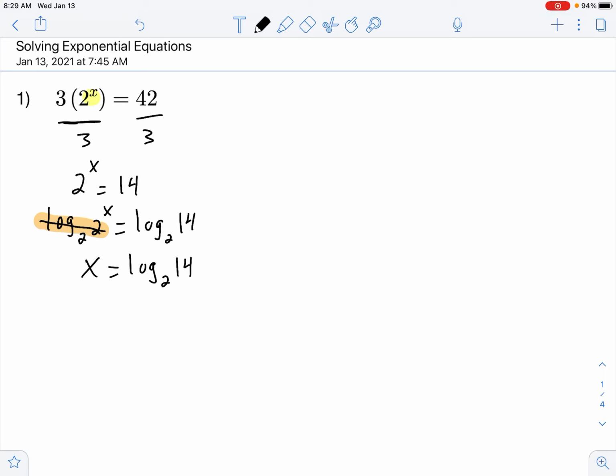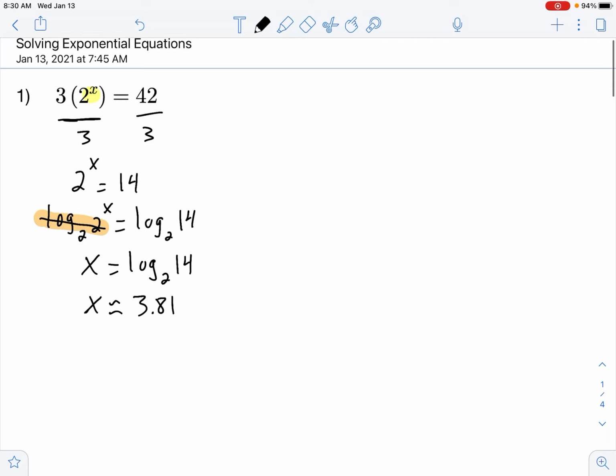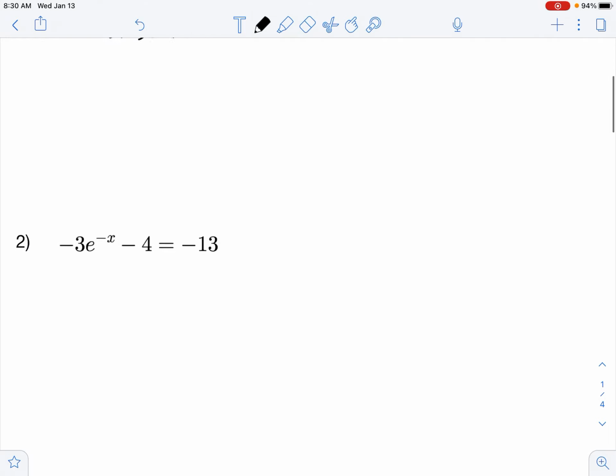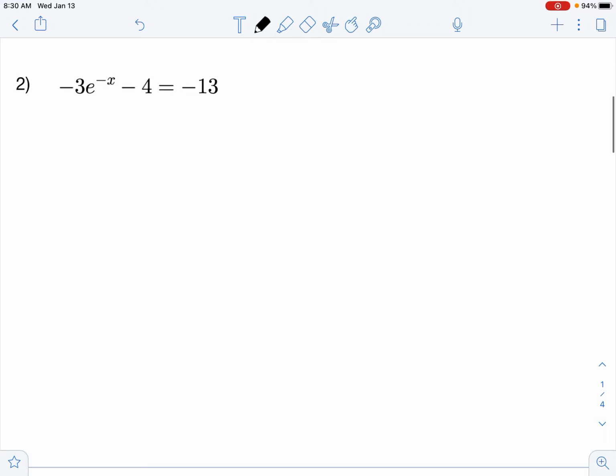And if you were required to do an approximation of that, you would just key this value in or look it up in a table, which I don't think they do that anymore. Pretty much just use calculators, and you would get 3.81 as your answer.